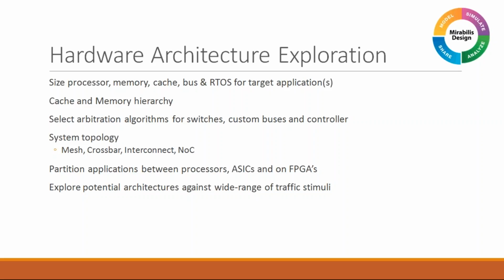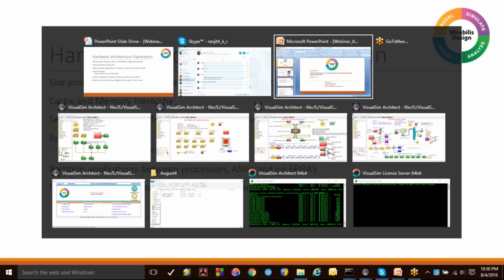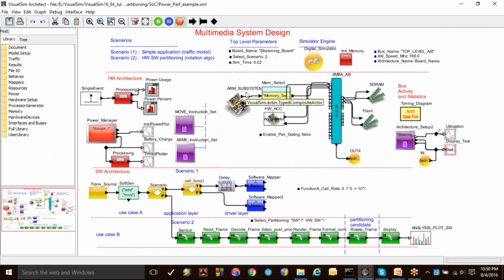At this point I would like to quickly go to the VisualSim Architect tool to show you how hardware architecture exploration can be conducted, and how one can perform hardware and software partitioning of a system as well. So I'm going into the VisualSim Architect tool right now. I believe you can see the simulation model now. And this is the VisualSim Architect tool itself.